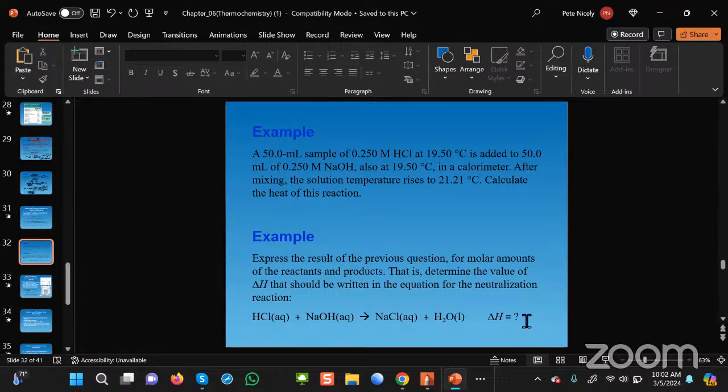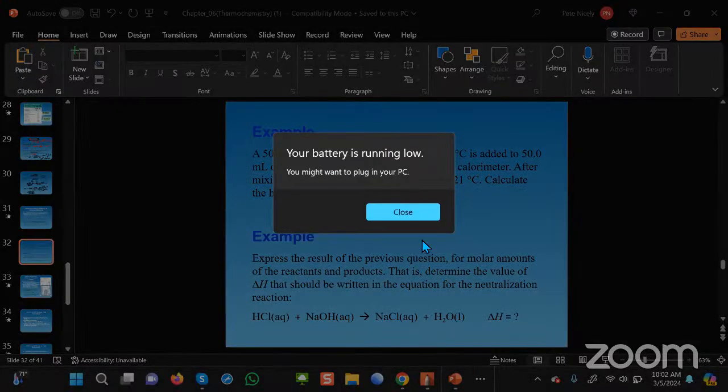Key thing you need to note and remember about this is that whatever the delta H that you're going to calculate here must represent, oh shoot, my battery is running down. I forgot to plug it in. Let me do this quickly.